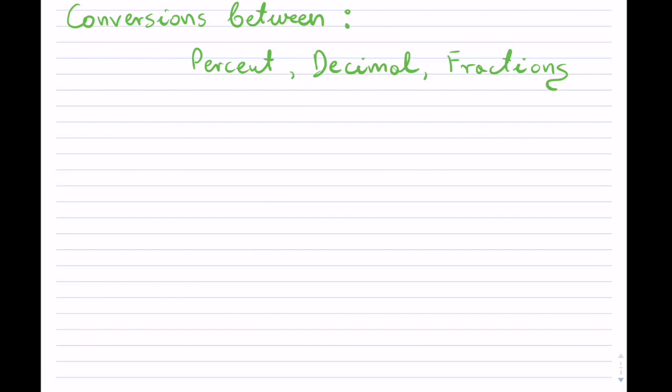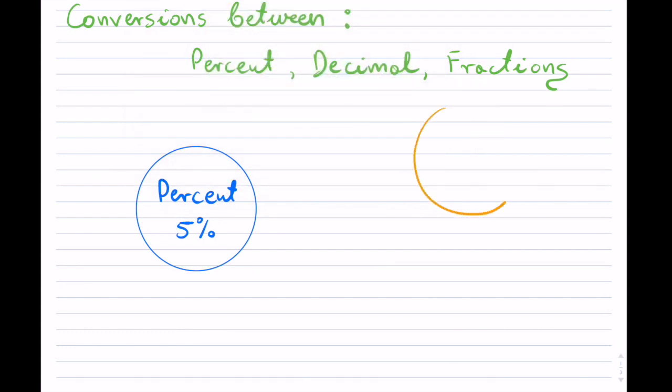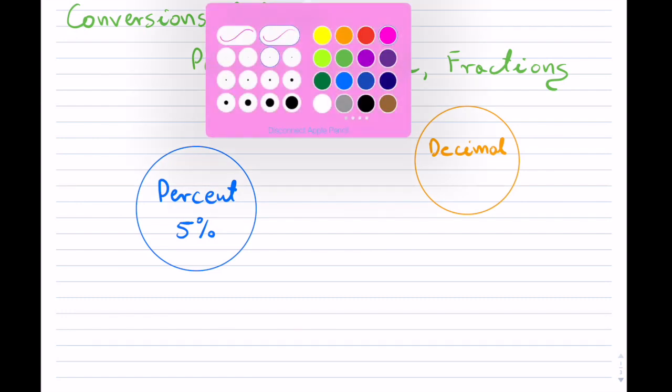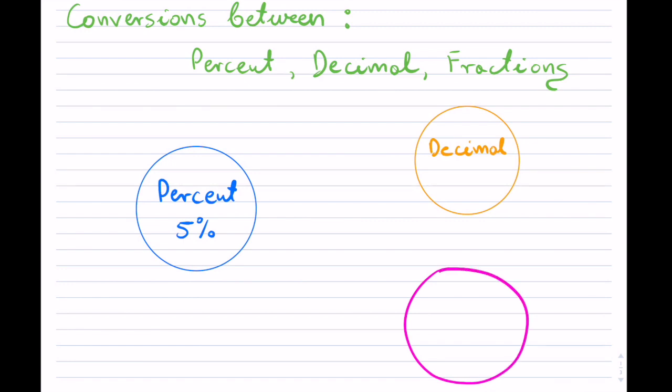the conversions. And you may or may not remember that it is all about either multiplying or dividing by 100%. So let's say we have a bubble here, and this bubble represents our percent representation. So for example, 5%. And on the other hand, we have two different bubbles. So we have a bubble that is the decimal representation, and we have a bubble that is the fraction slash mixed number representation.